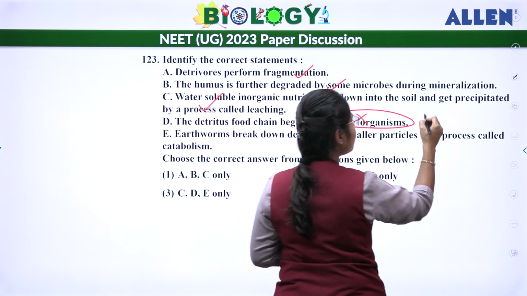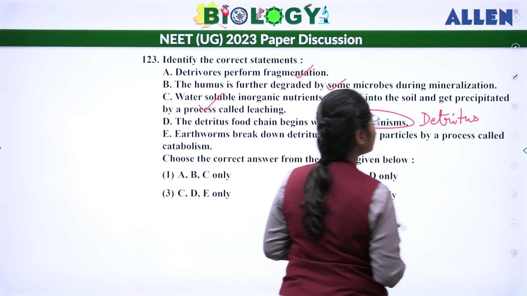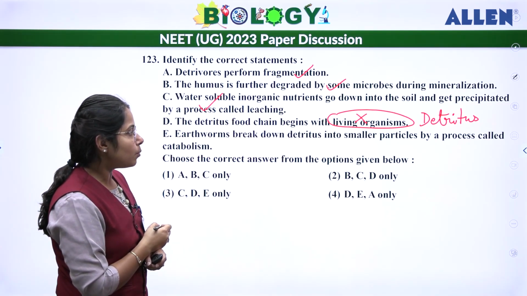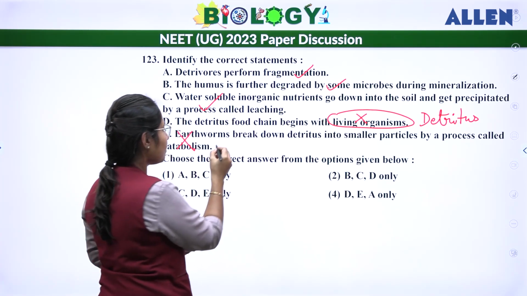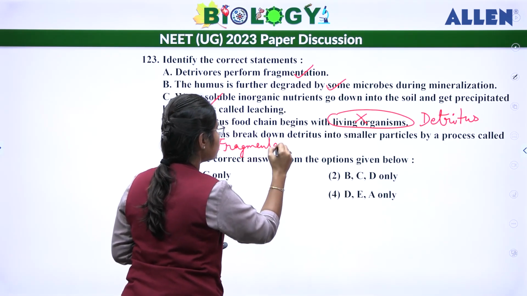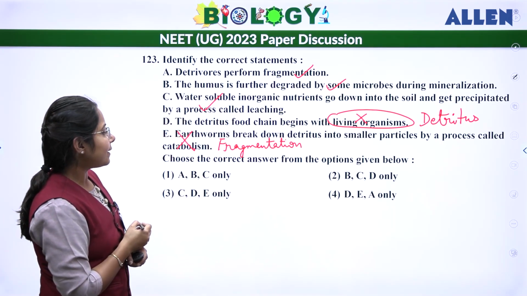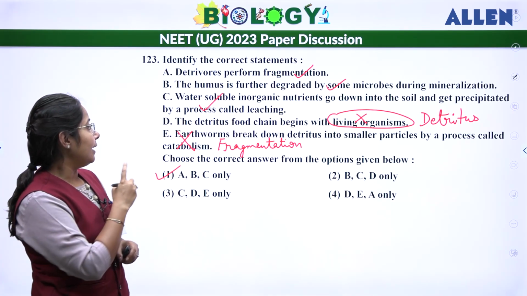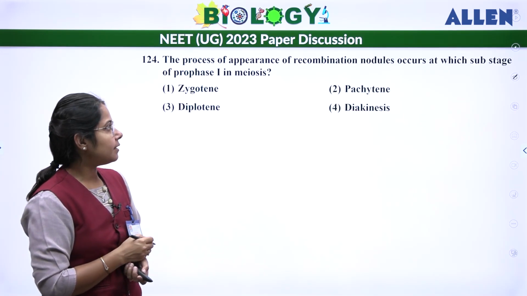The detritus food chain begins with detritus. And the last, earthworms break down detritus into small particles by the process called catabolism, which is wrong. The process is called fragmentation. So how many correct options are given below? A, B and C. So only A, B and C are correct. D and E are incorrect. Right? Let's see the next question.